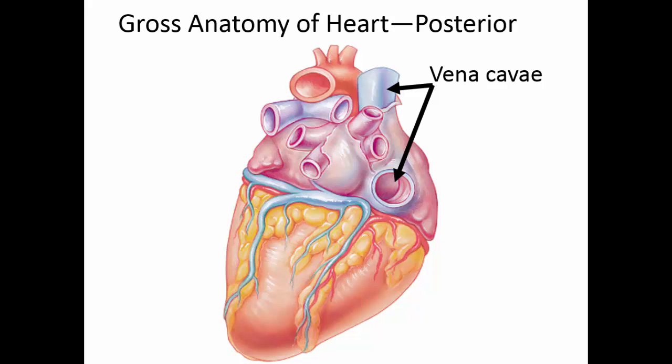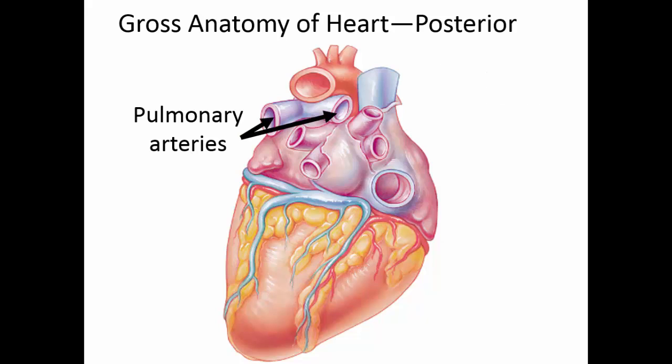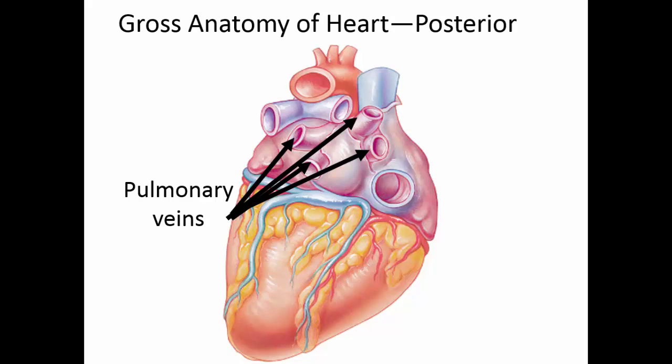If we look at the heart from the back, here you see the opening that's the aorta, and here are the two openings for the vena cava. The pulmonary artery splits immediately into the right and left pulmonary artery, so they go to the lungs, and then there are 4 pulmonary veins that return from the lungs and go into the left atrium.